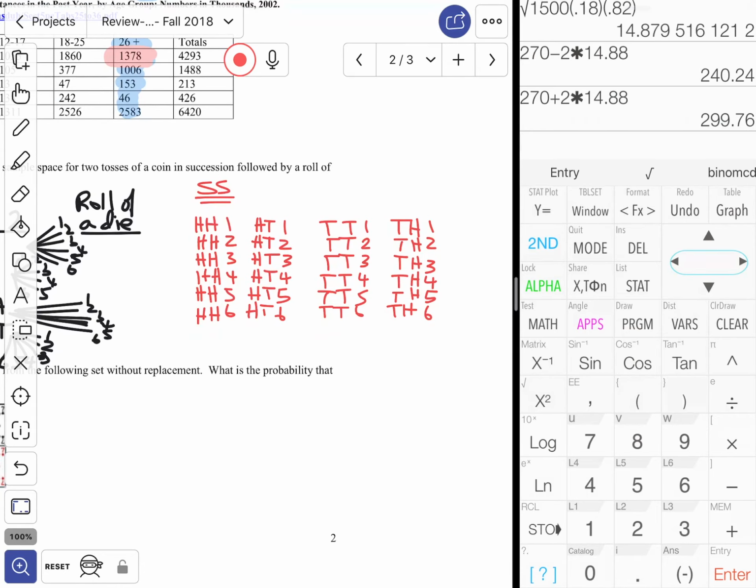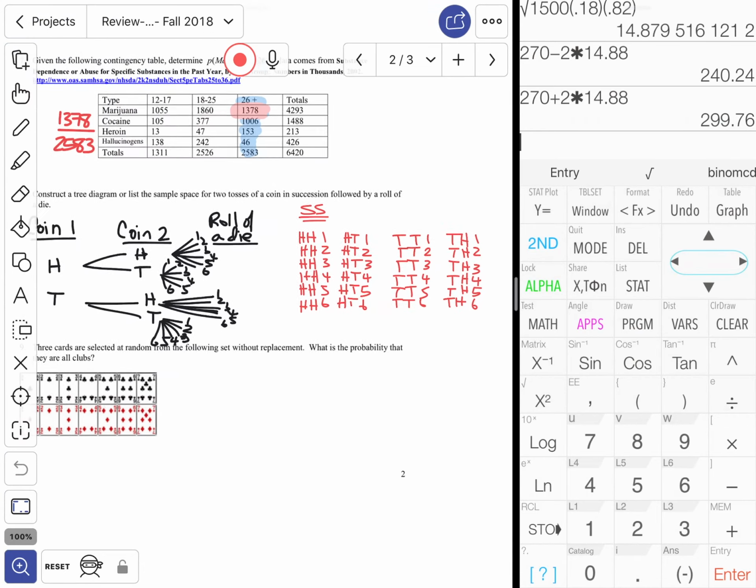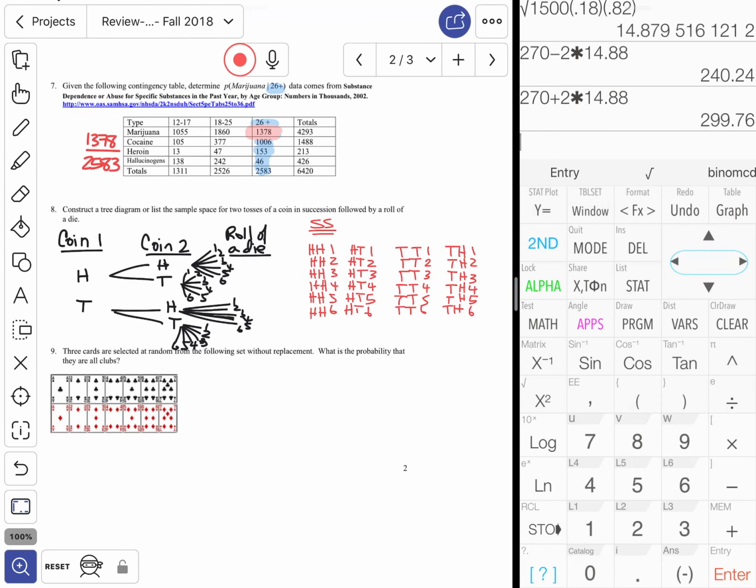Definitely a little bit more organized. Handwriting is still crap, but it's a little bit more organized than the tree diagram, as you can see. I mean, look at the disaster on the left, and it's a little bit less disastrous on the right. But yeah, it does take a little doing.